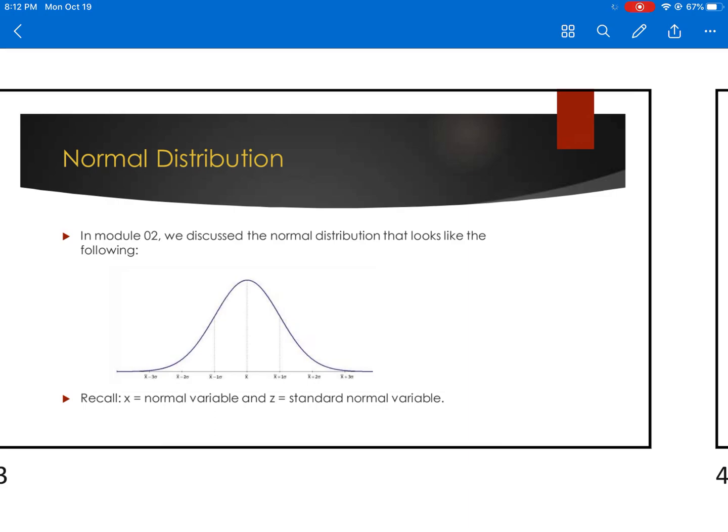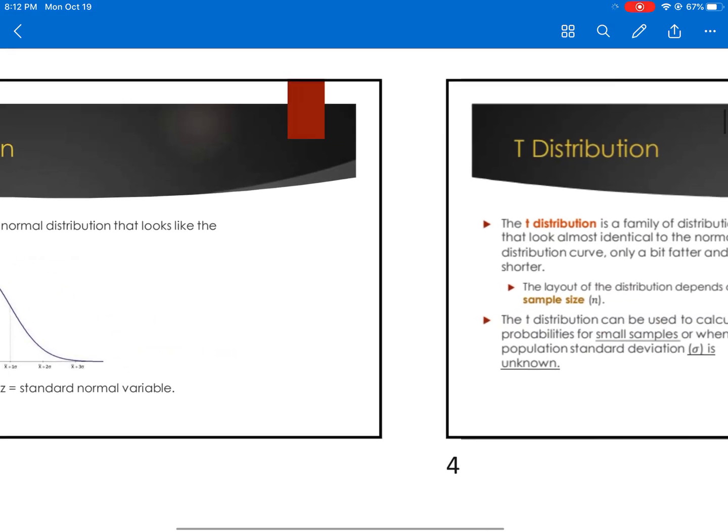The big difference between the two was with your z score, the mean is always 0 and your standard deviation is 1. And with your normal variable x, you're given your mean and you're given your standard deviation.